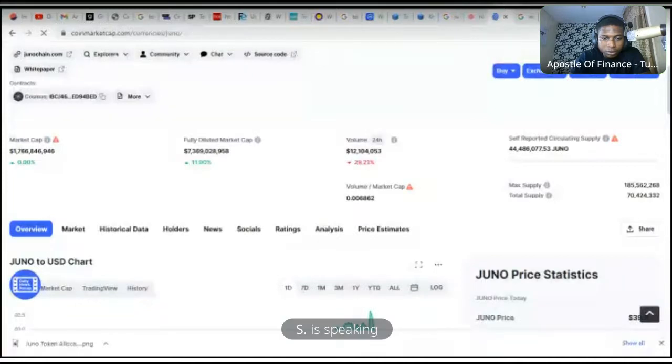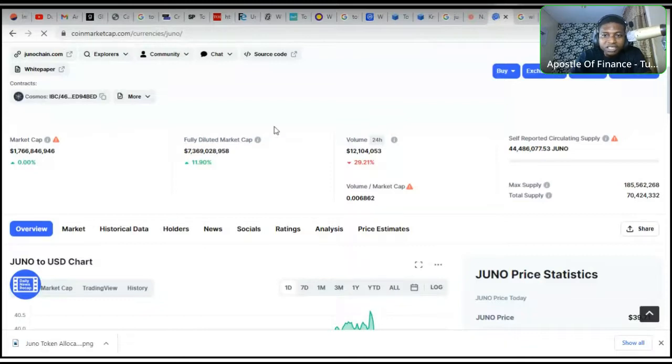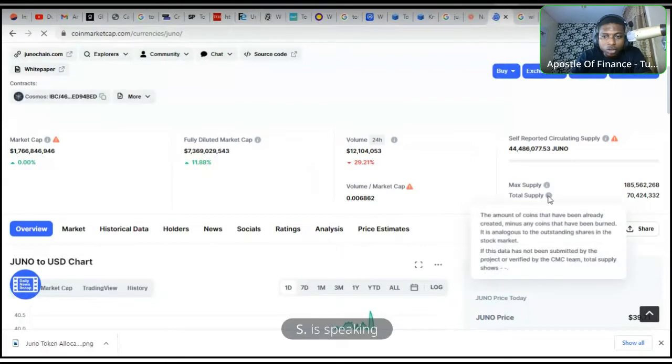Yes. Okay, great. So let's start. These are metrics that make up token economics, right? So some metrics, total supply. So what's total supply here? Total supply is the amount of coins that have already been created, minus any coins that have been burnt. Do you get that? Now this one has more of a burning mechanism, right? A burning mechanism where they burn out some tokens in order to create scarcity.